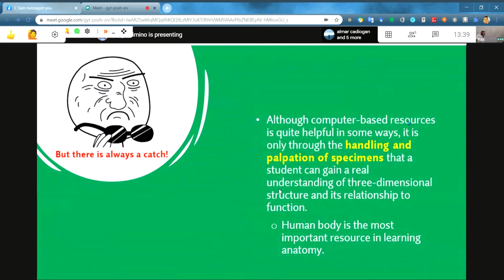So although computer-based resources are quite helpful in some ways, it is only through handling and palpation of specimens that the student can gain a real understanding of three-dimensional structure and relationship to function. So the body is the most important resource in learning anatomy. So as akong gi-discuss ganina, only through handling and palpation sa mga specimens kay dira jud maka-gain og real knowledge when it comes to structure and relationship sa function.